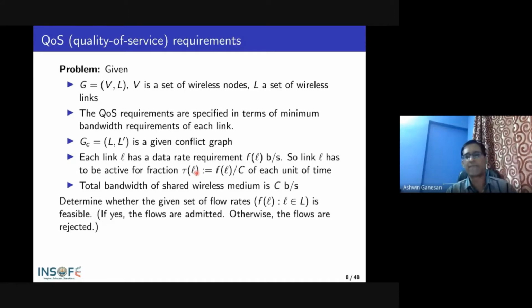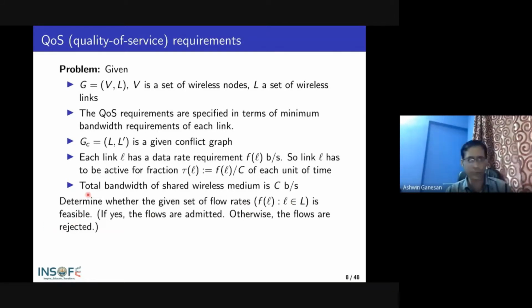For example, if a link L has a data rate requirement of 2 megabits per second, and if the shared medium has a total bandwidth of 4 megabits per second, then it's enough to say that for link L, tau of L is 2/4, which is 1/2. As long as link L can transmit for 50% of every unit of time, it would achieve its data rate requirements. So given that, the question is to determine whether the given set of flow rates is feasible or not.